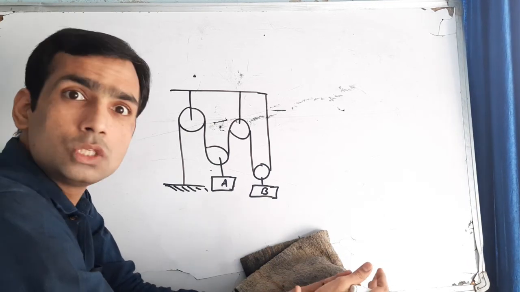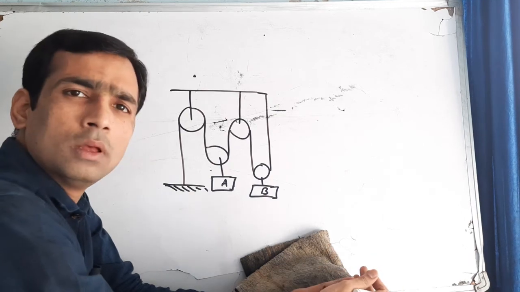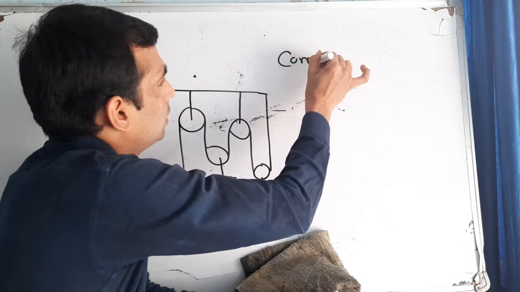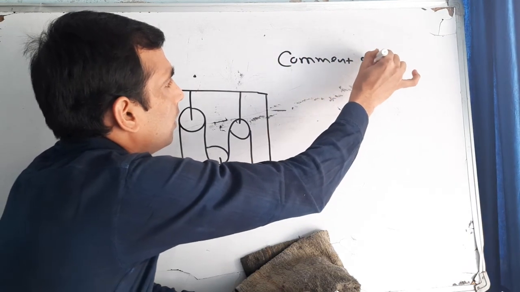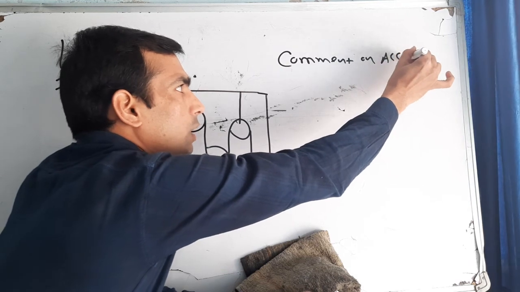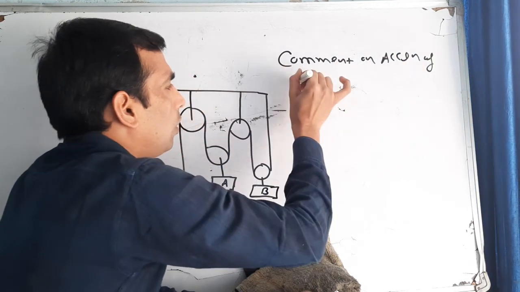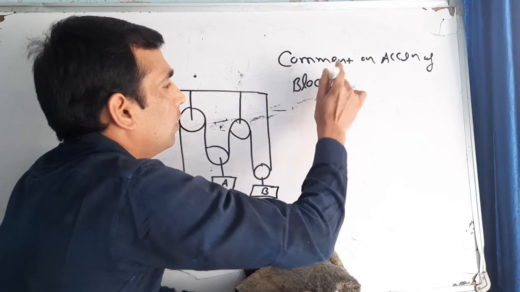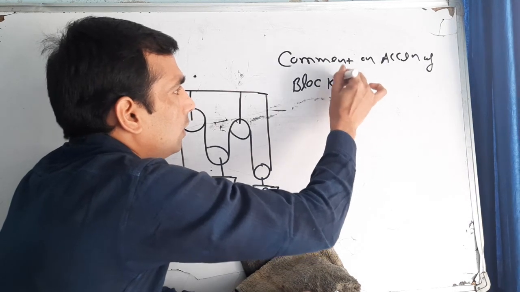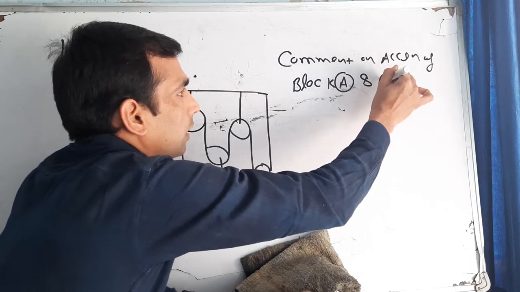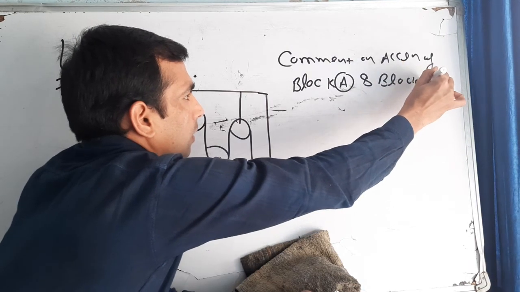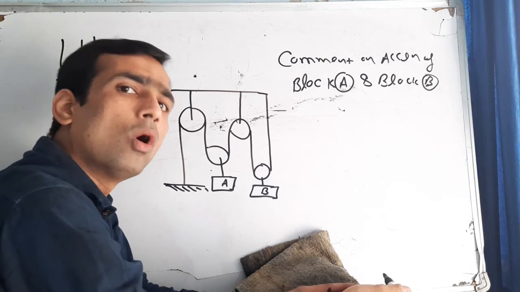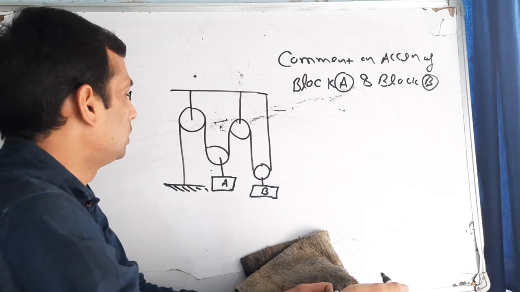So what is your question basically? I'm going to write your question: comment on accelerations of block A and block B, right? Comment on accelerations of block A and block B. Fine. So first, what is the target?